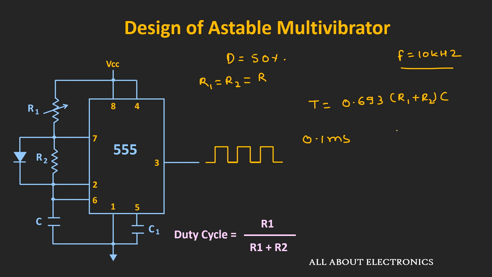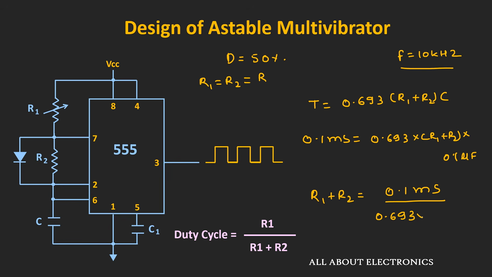Now here let us assume the value of C as 0.1 microfarad. So we can write this expression as 0.1 millisecond equal to 0.693 times (R1 + R2) times 0.1 microfarad. Or we can say that R1 plus R2 will be equal to 0.1 millisecond divided by (0.693 times 0.1 microfarad). Now over here, as R1 and R2 are equal, we can write it as 2R1, and if we simplify it, then the value of R1 will roughly come around 720 ohm.